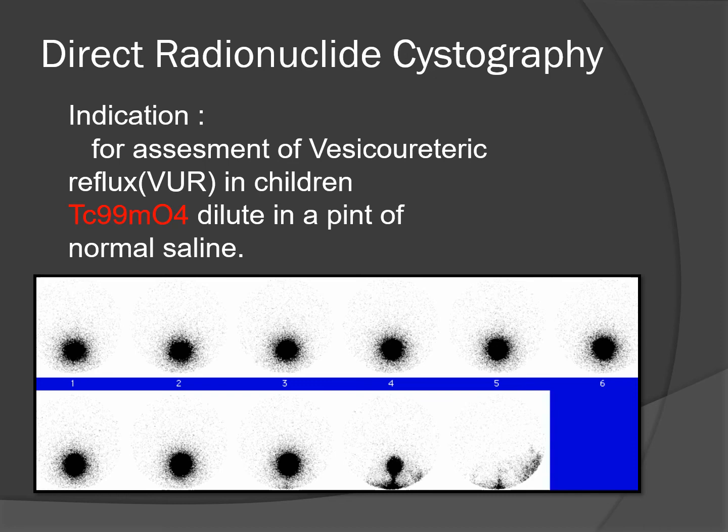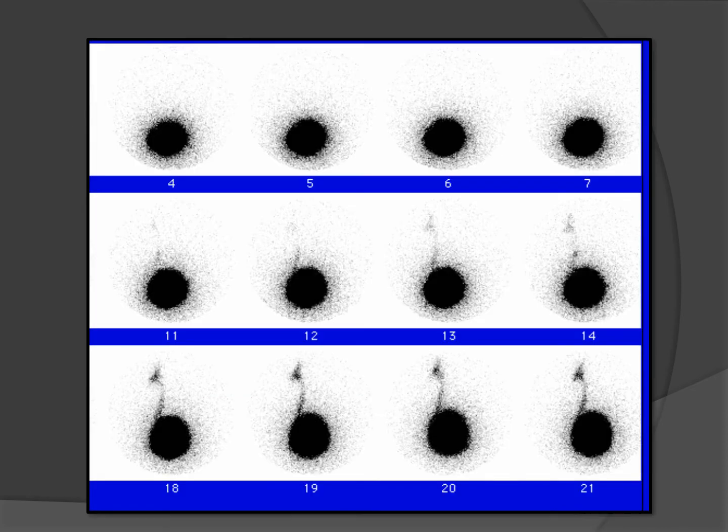So this is a normal scan. If there is a reflux, you will see it like this. This is a right vesicoureteric reflux up to the renal calyces.